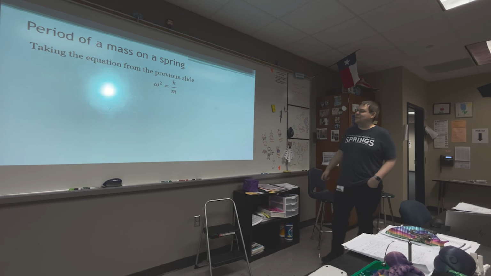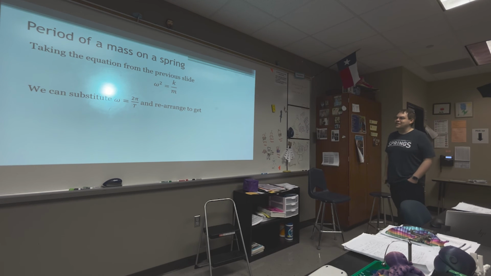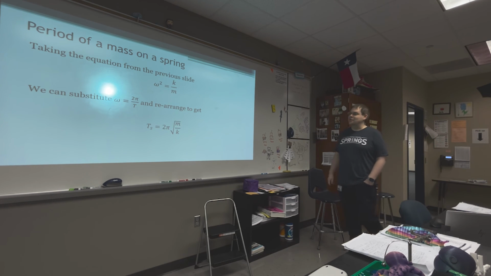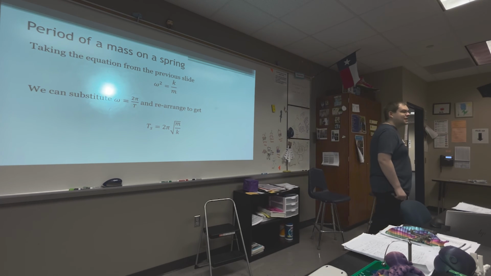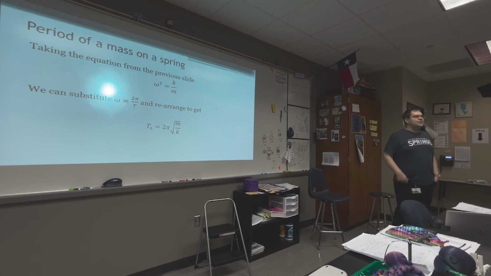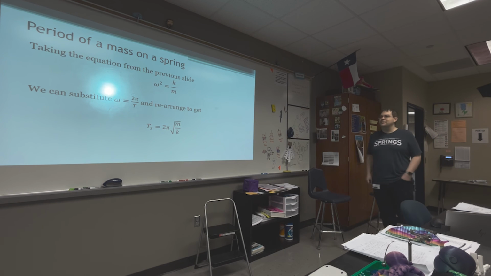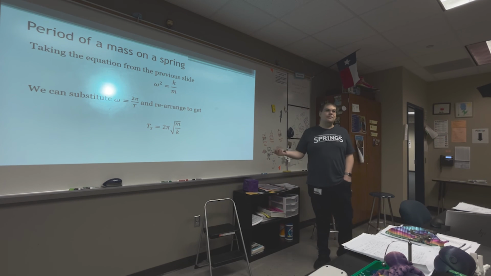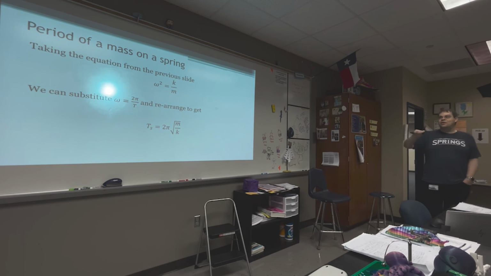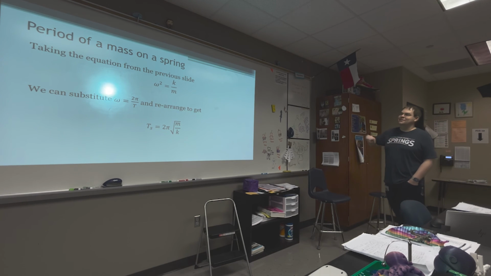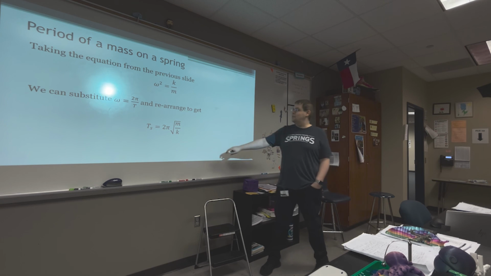Anyway, so taking the equation from the previous slide, omega squared is equal to k over m. If we substitute in omega is equal to 2 pi over the period, do a little bit of rearranging, we get this. Does this look familiar? The period of the spring equation. In AP1 we were just told, here's the period of the spring equation, don't worry about where it's coming from. The reason where it actually comes from is the graph it makes, all the calculus we did to get omega, and then we ended up with our period of a spring.